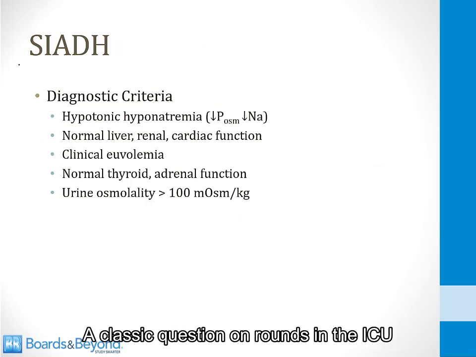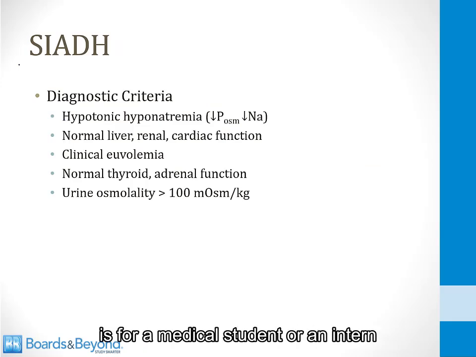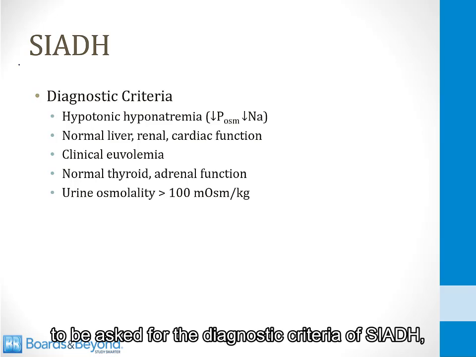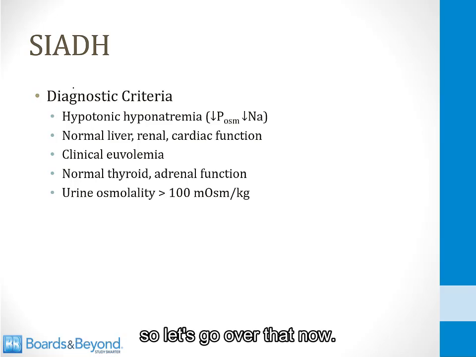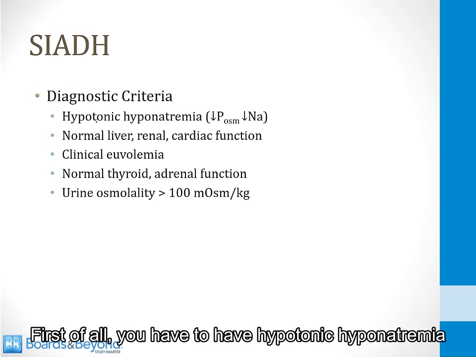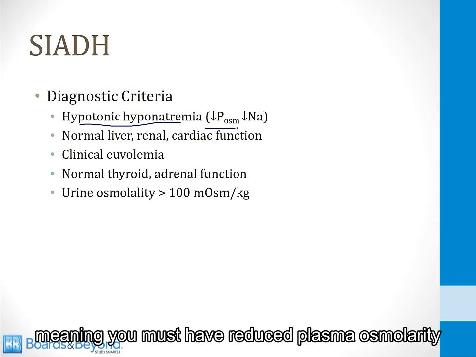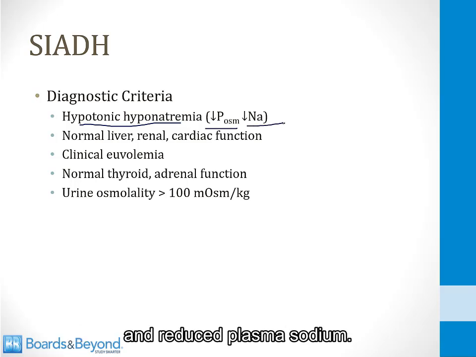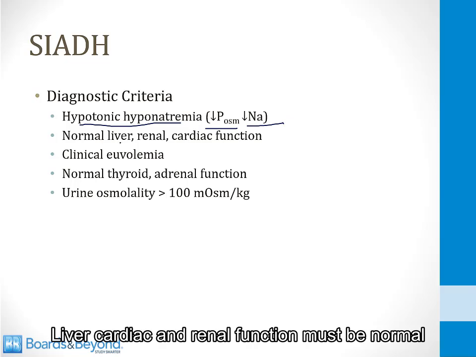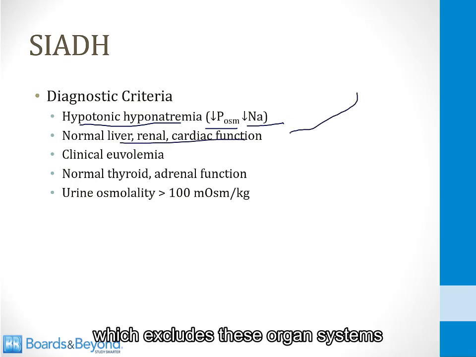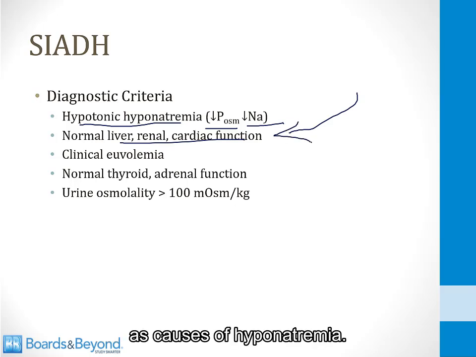A classic question on rounds in the ICU is for a medical student or an intern to be asked for the diagnostic criteria of SIADH. So let's go over that now. First of all, you have to have hypotonic hyponatremia, meaning you must have reduced plasma osmolarity and reduced plasma sodium. Liver, cardiac, and renal function must be normal, which excludes these organ systems as causes of hyponatremia.